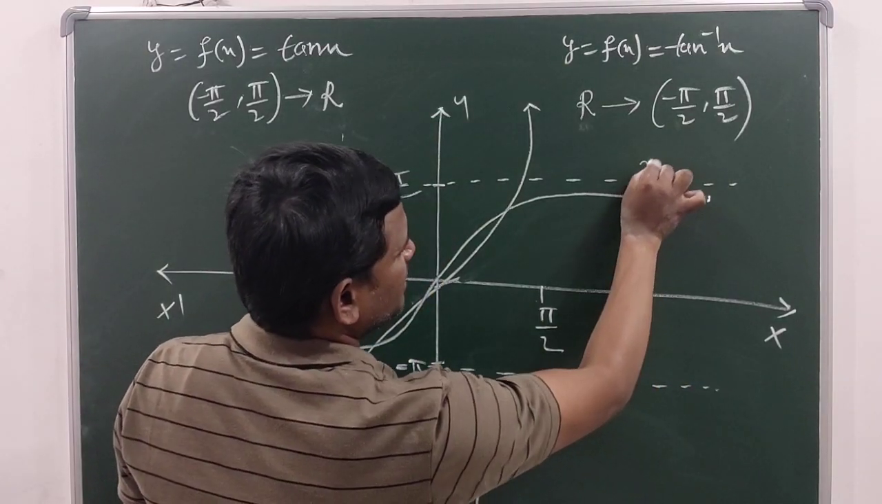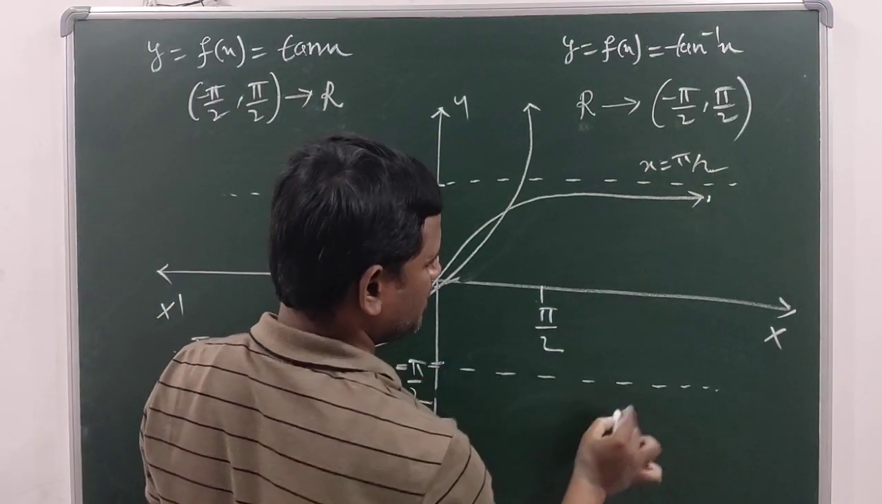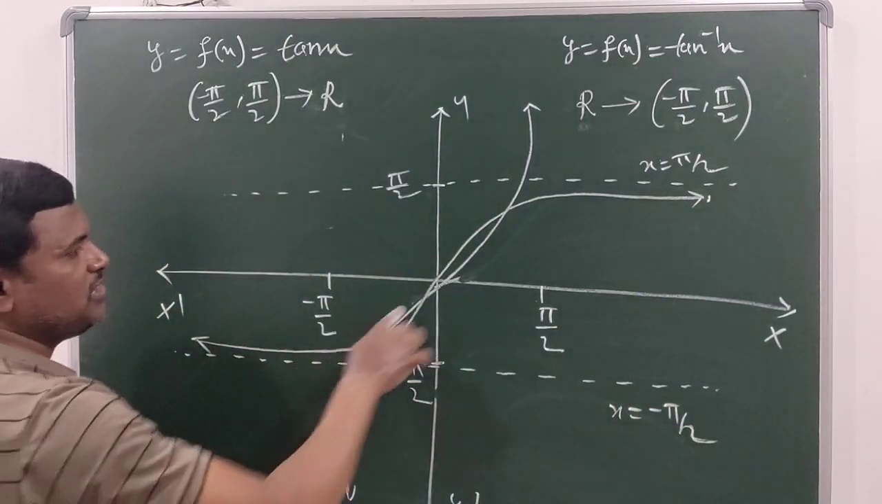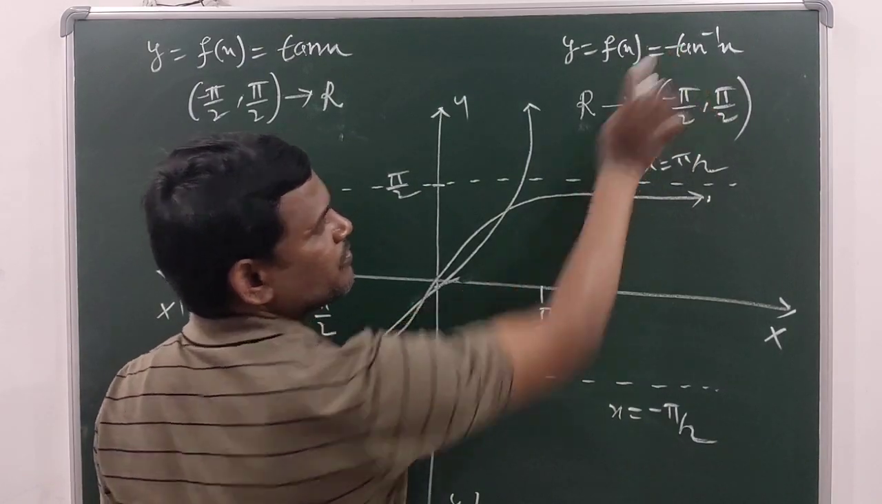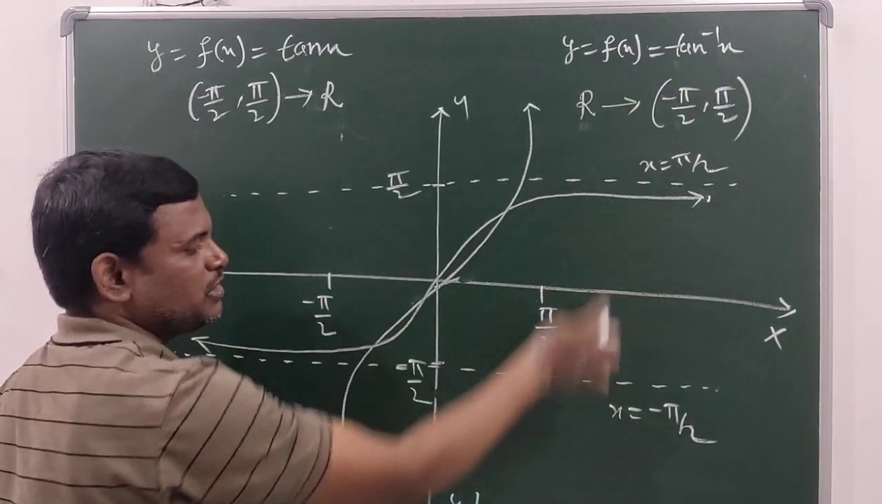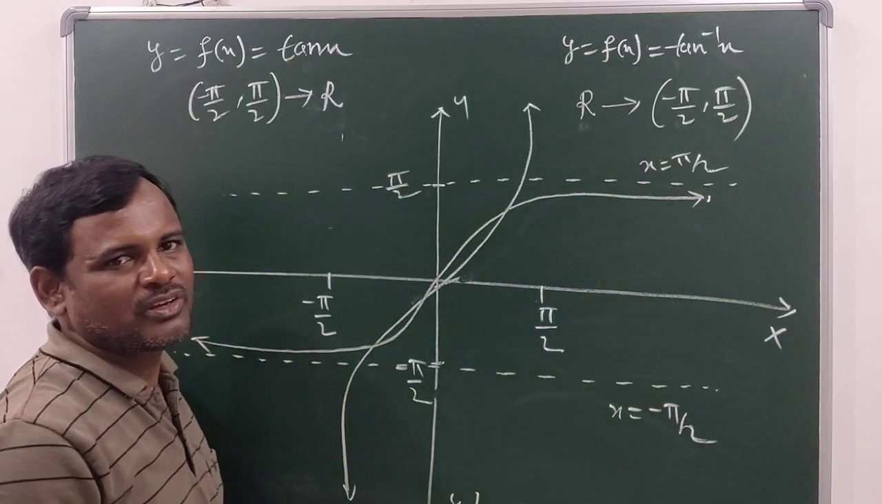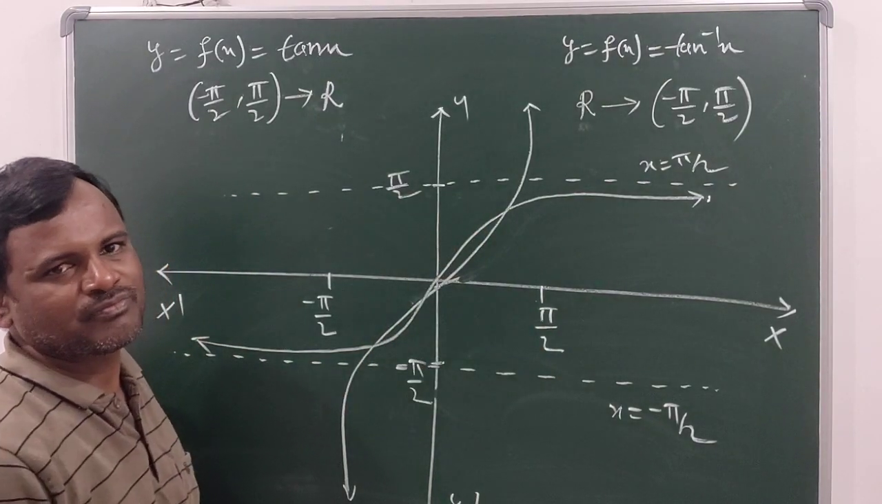This line's equation is y equal to 90. This line's equation is y equal to minus 90. Both are asymptotes for this tan inverse of x graph. For this tan inverse of x, these two are called asymptotes, because where do they touch? We don't know. Hence these will be asymptotes.